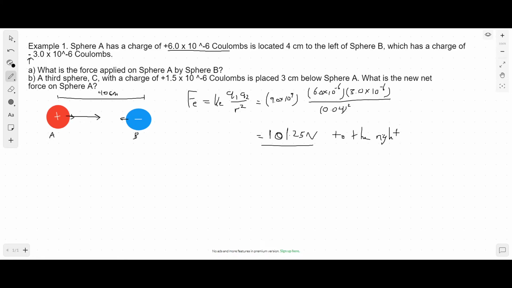So the force that A feels because of B's presence will be 101.25 newtons to the right. Let's do question B now.